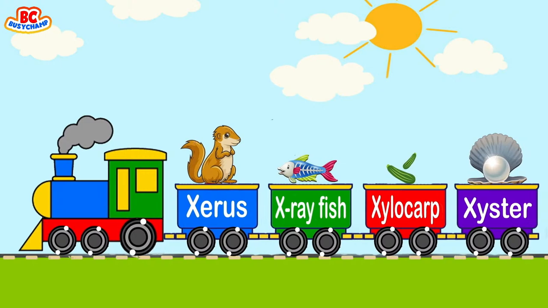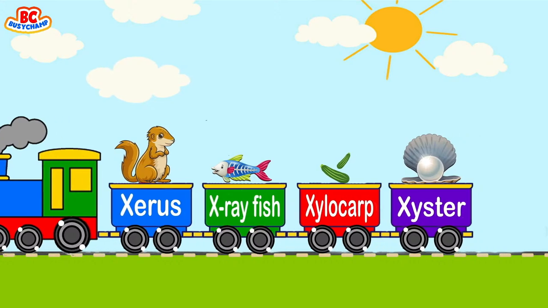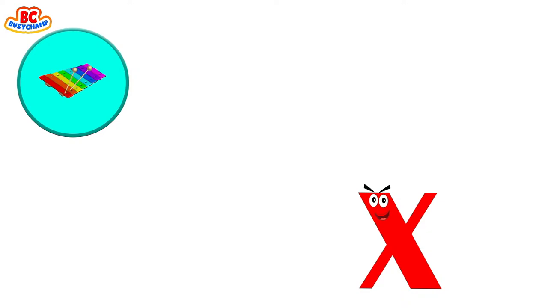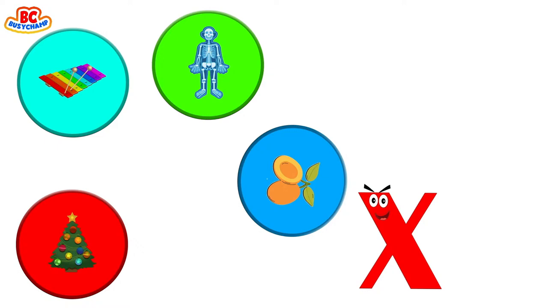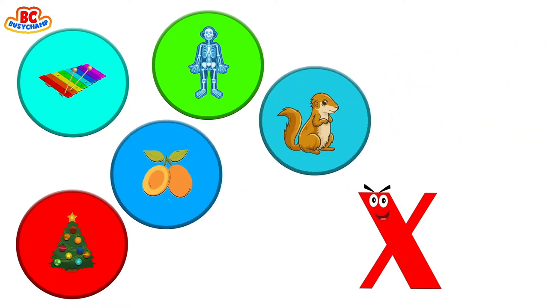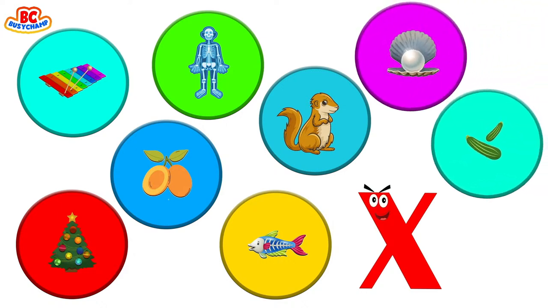Let's revise the words with the letter X. Xeros. X-ray fish, xylocarp, xyster. X, xylophone, X-ray, Christmas tree, Xeminia, xeros, X-ray fish, xylocarp, xyster.